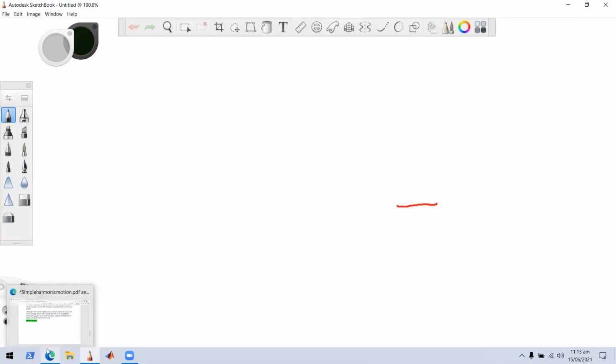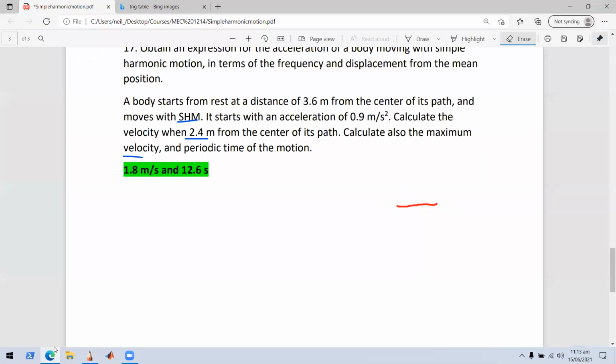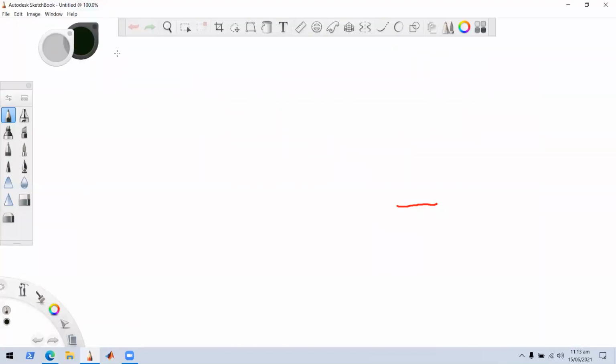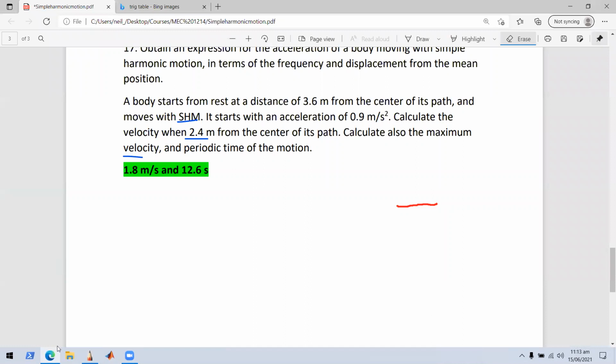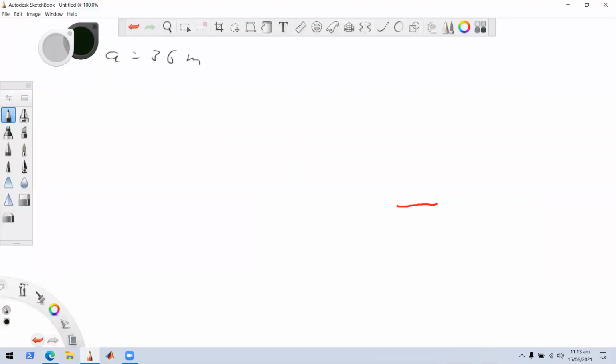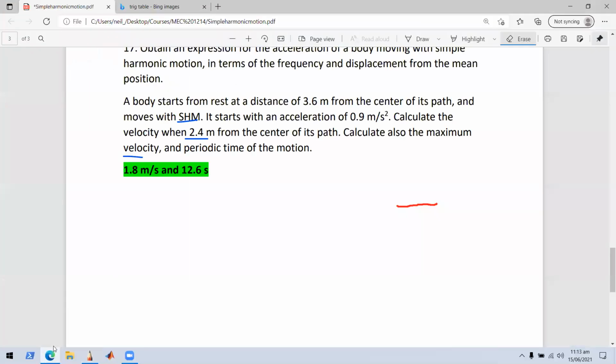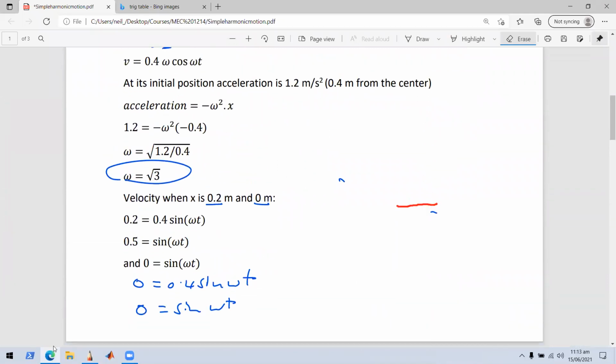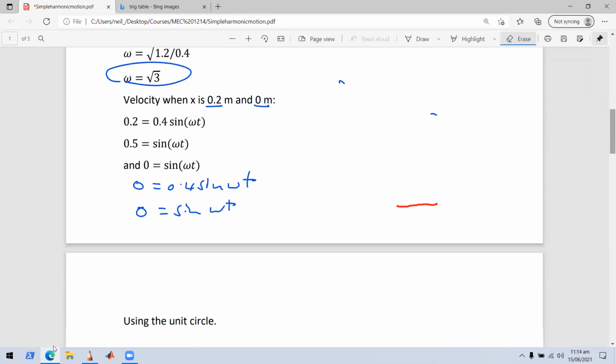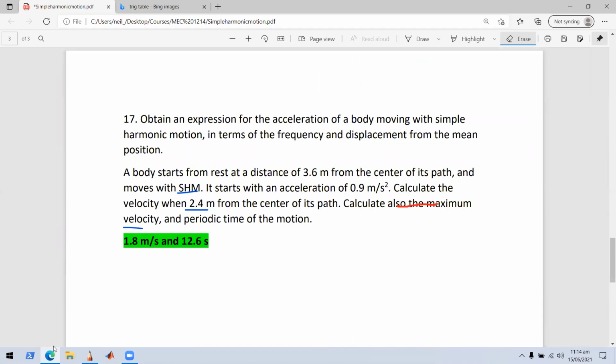So we need a few things. First, the body starts from rest at a distance of 3.6 meters from center, so A is equal to 3.6 meters. Acceleration at that point is 0.9 meters per second. First we want to find omega, the same thing we were doing here, evaluating the cosine omega t parts of the formula, and then just solve it.